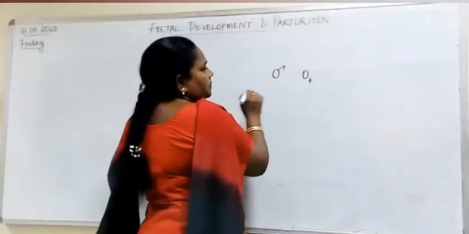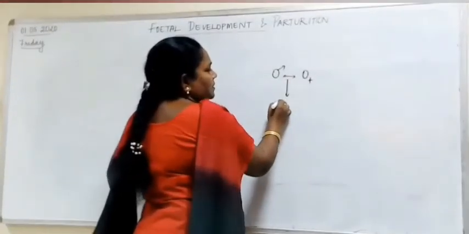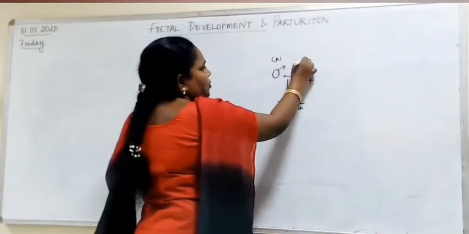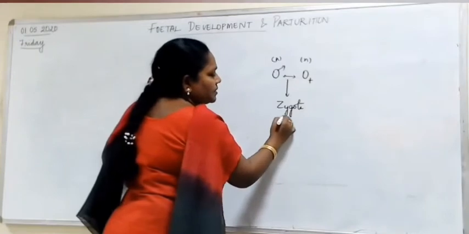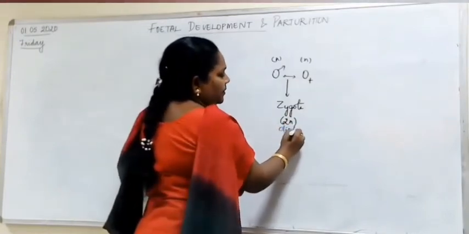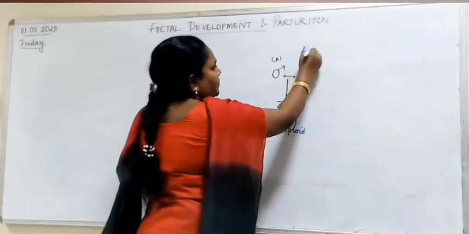The male and female gamete fuses, and the result that is produced is nothing but the zygote. Here it is n number of chromosomes, and what is the result here? 2n number of chromosomes. What is this 2n? I told you, diploid, and here it is haploid.